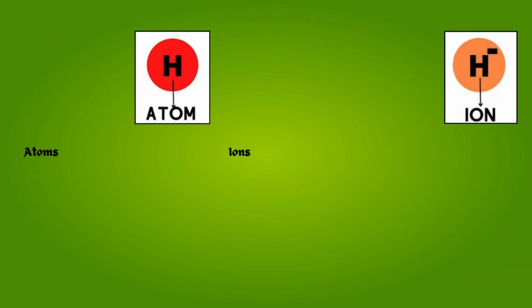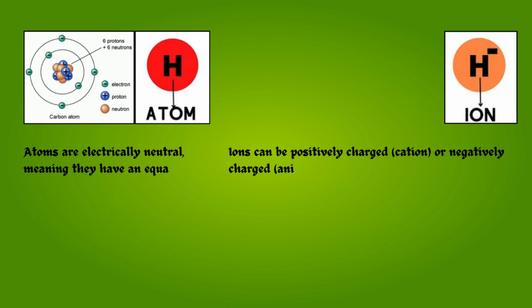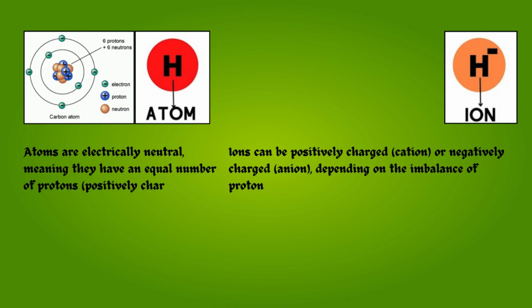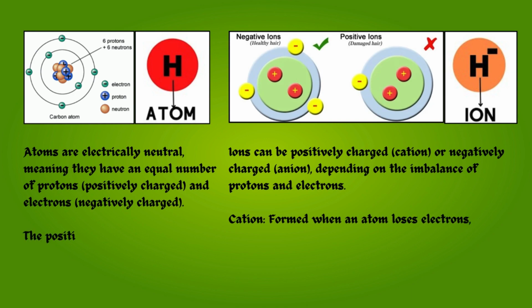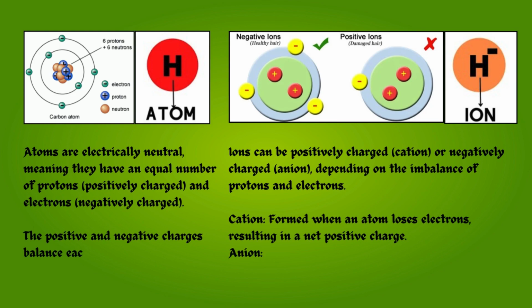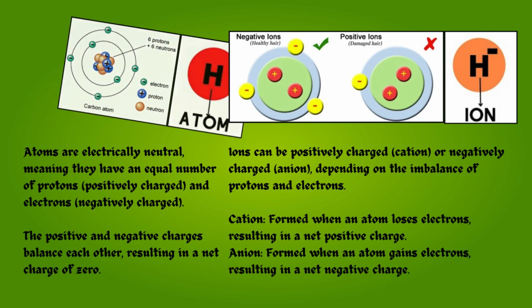Atoms are electrically neutral, meaning they have an equal number of protons, positively charged, and electrons, negatively charged. The positive and negative charges balance each other, resulting in a net charge of 0. Ions can be positively charged, cation, or negatively charged, anion, depending on the imbalance of protons and electrons. Cation, formed when an atom loses electrons, resulting in a net positive charge. Anion, formed when an atom gains electrons, resulting in a net negative charge.